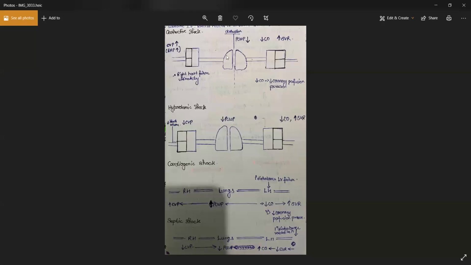Before the obstruction, the pressure will be rising. So you will have an increased right heart pressure. The pressure in the right heart will be increased. And because of that, you will have an increased right atrial pressure and an increased central venous pressure. You will get the jugular venous distension and the edema and everything, in case of obstructive shock.